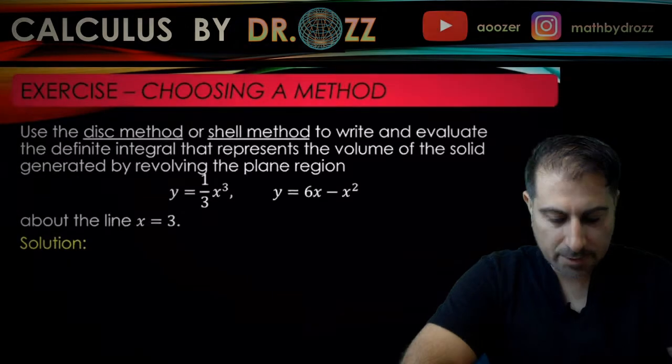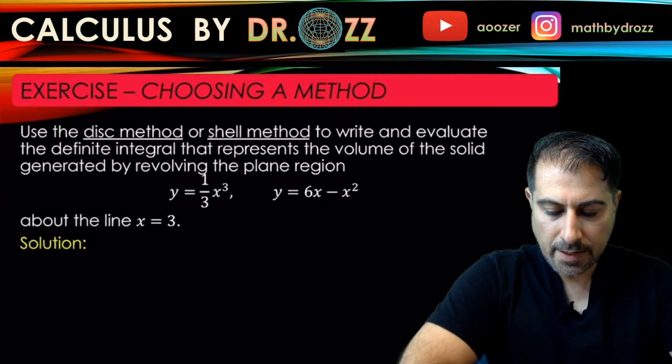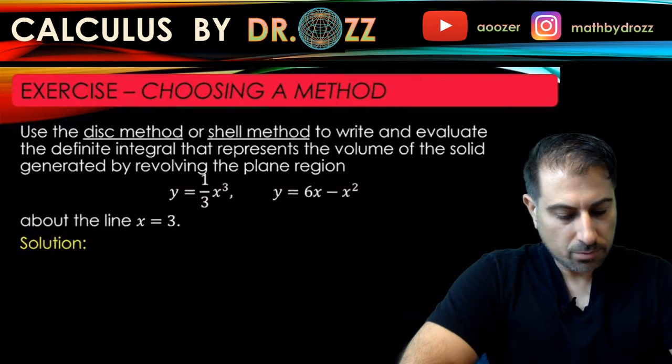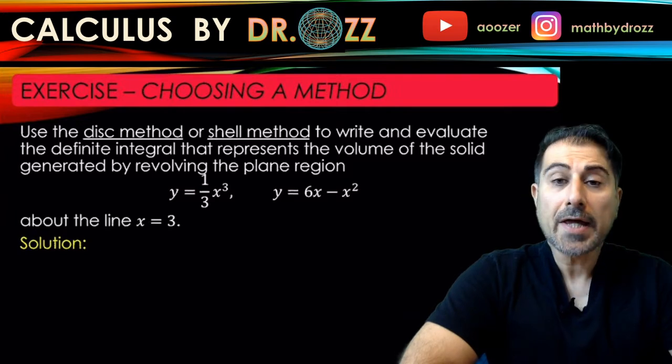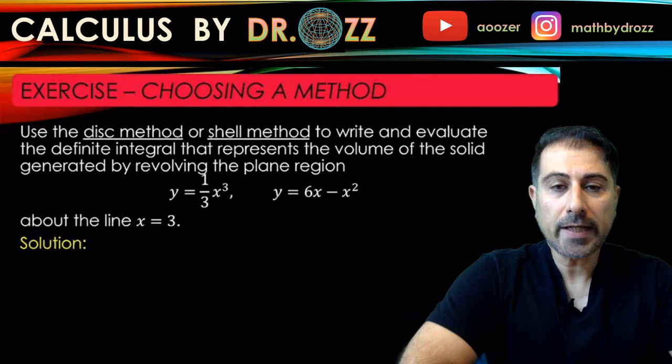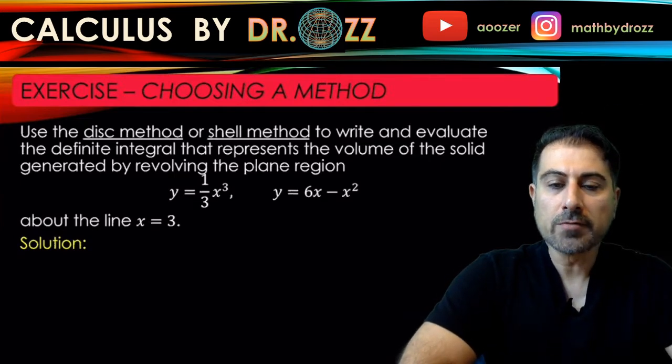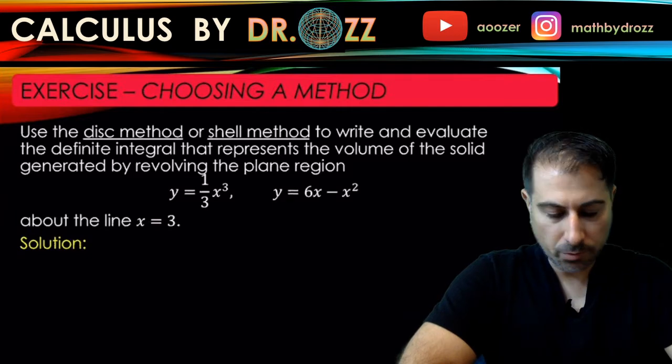All right, let's handle this problem. We have the region bounded by y equals 1/3 x cubed and y equals 6x minus x squared. And we're going to revolve the region about the line x equals 3.